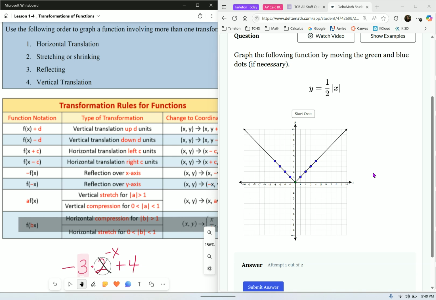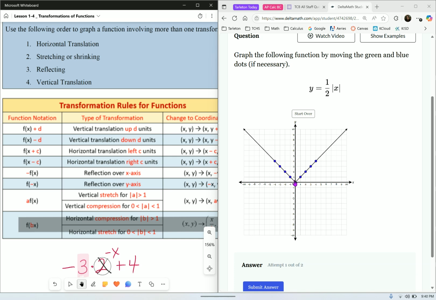Well, let me talk to you about this problem particularly. Notice how this has a coefficient of 1/2. So that's going to be a vertical compression because it's less than 1, right? So what you're going to do is multiply by 1/2 because that's your vertical compression. You are going to take one of these dots and find its y value, and multiply it by 1/2. Well, if you multiply by 1/2, you're in essence dividing by 2.